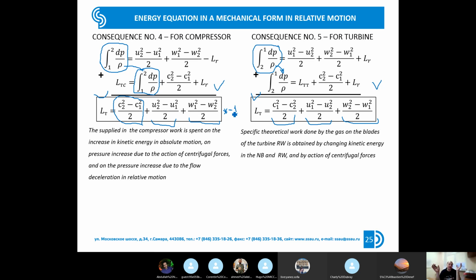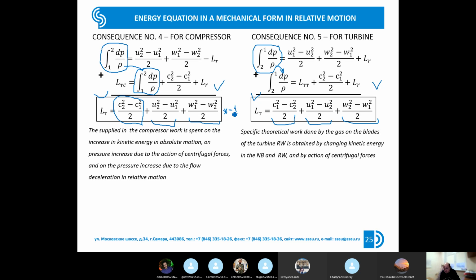If in the case of the compressor we have flow deceleration, in the turbine we have the opposite process, we have acceleration of the flow. If in the compressors we have increasing pressure, in the turbine we have the opposite process, we have a gas expansion process.